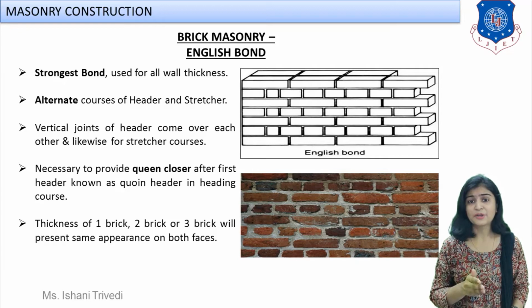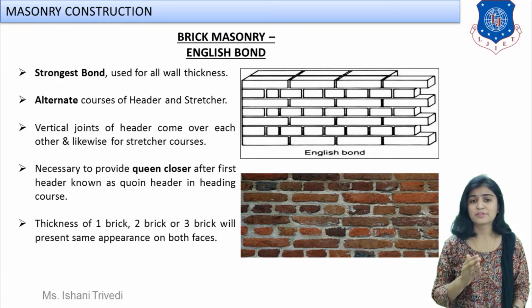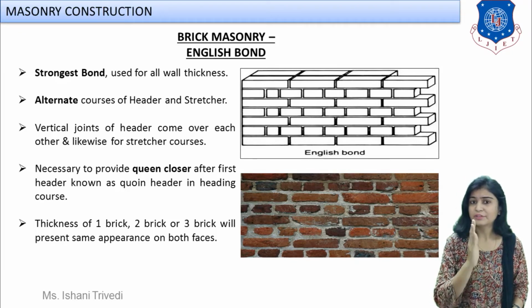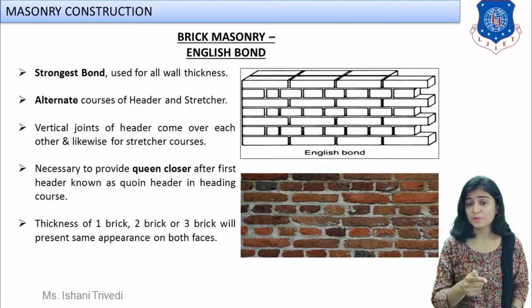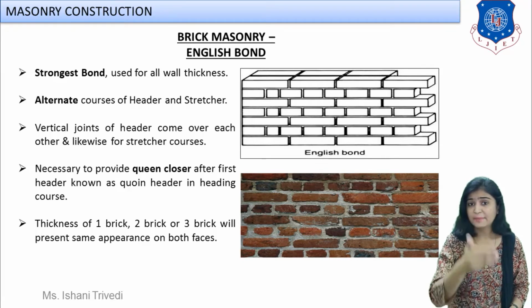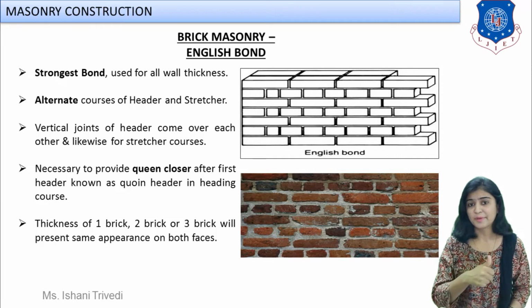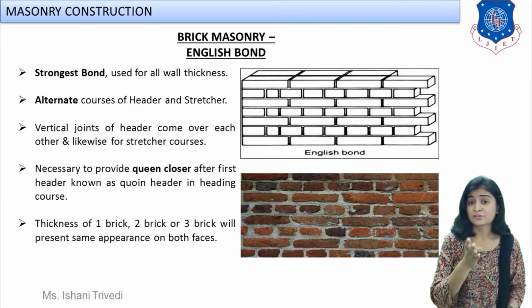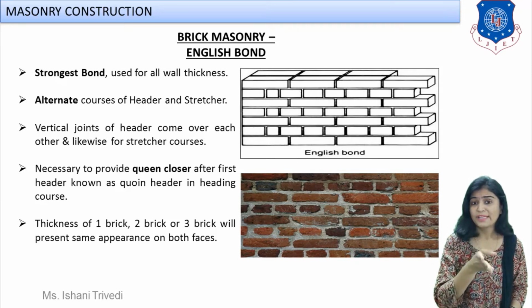If required, then you have to provide queen closure after the first header. After providing the first header, do you remember what is queen closure? You are going to cut the brick across the length, if you remember, right? Also, you can also provide the quoin header, right?